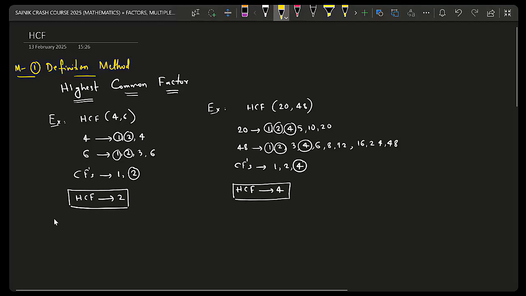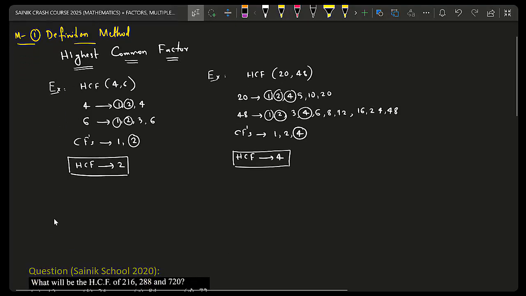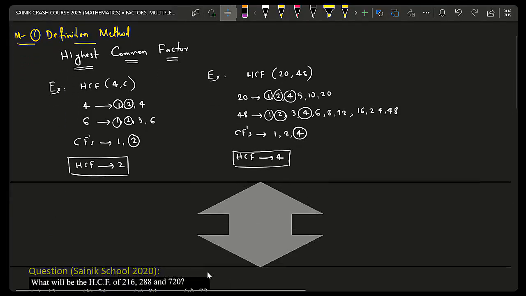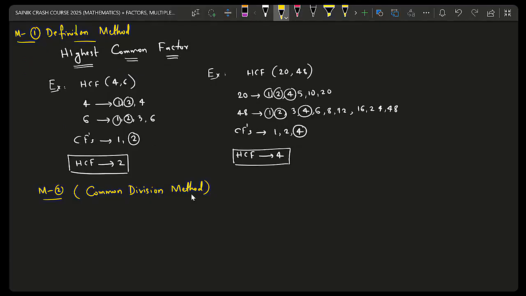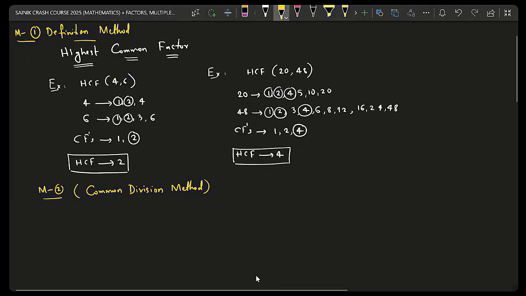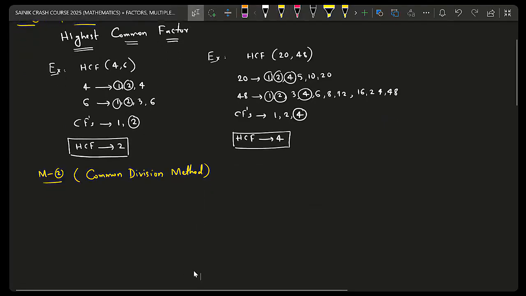And the second method. The second method is method number 2, the common division method. What is the common division method? We are going to divide all the given numbers with the same number. But the condition in HCF is, if every number is divisible, then only we will take it.